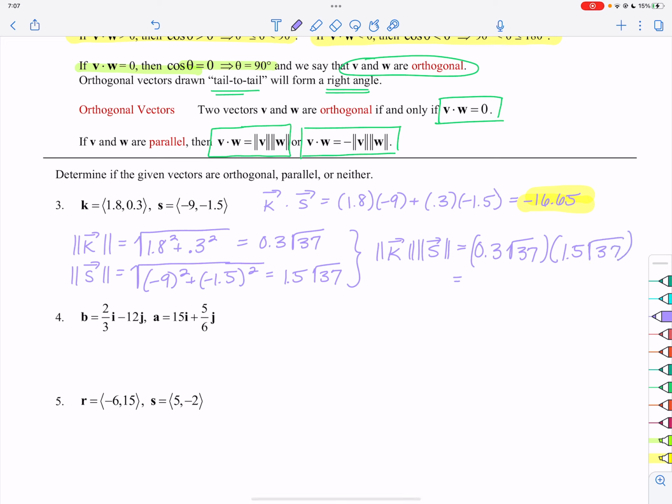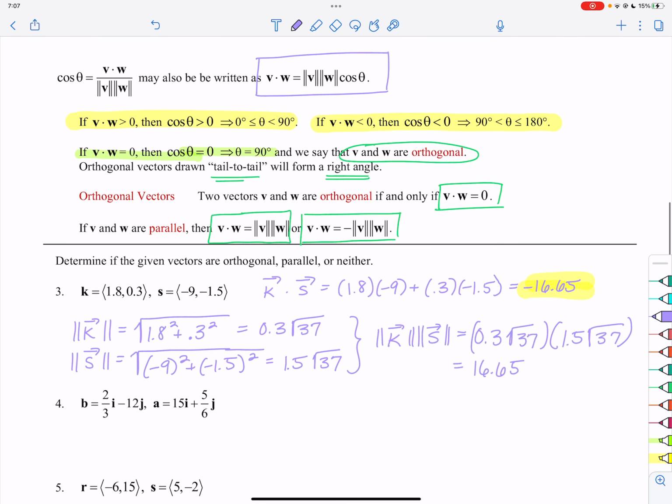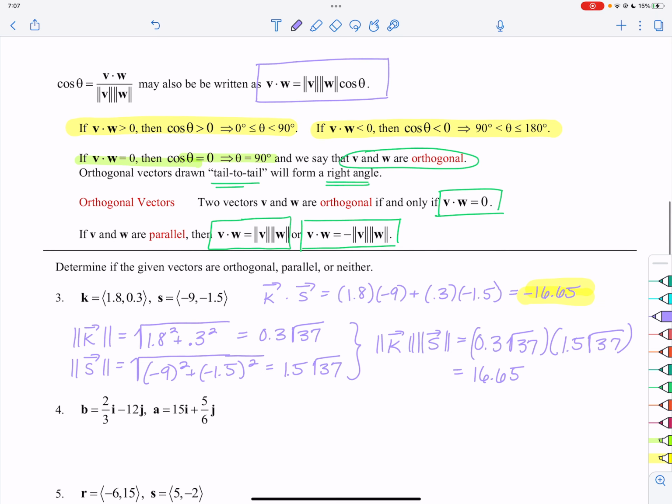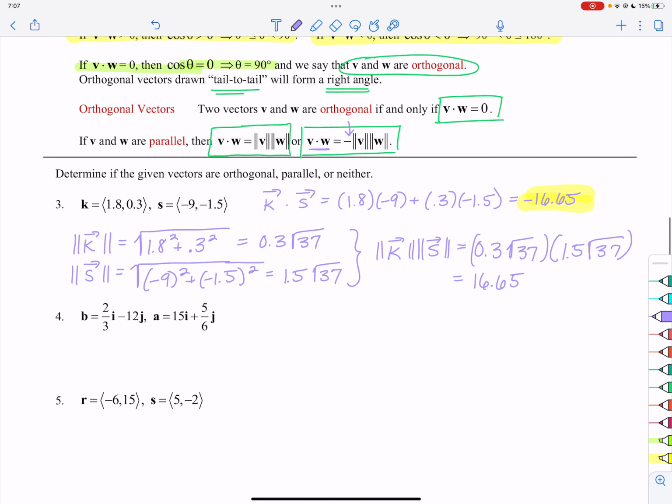And we come up with 16.65. So as you can see here, if these are parallel, the dot product is equal to one of these cases, the positive or the negative value of these multiplied together. So as you can see, therefore, the vectors are parallel.